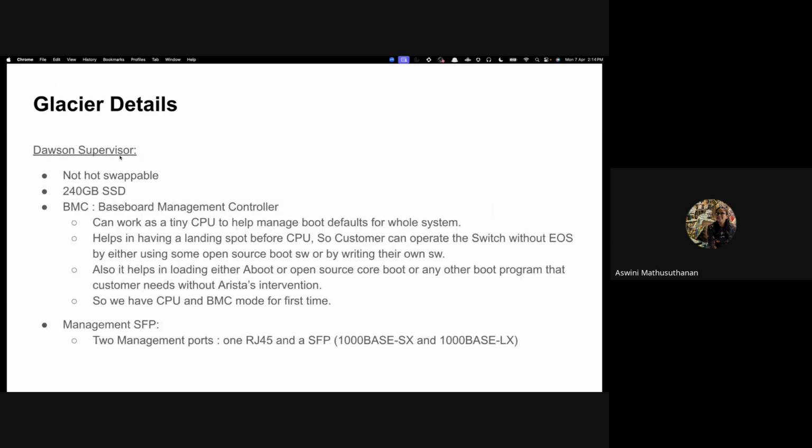Yeah, this is about the supervisor. These are all self-explanatory. This is also not hot swappable. We have two management ports: one is RJ45 and the other is SFP, 1000BASE-LX or 1000BASE-SX.